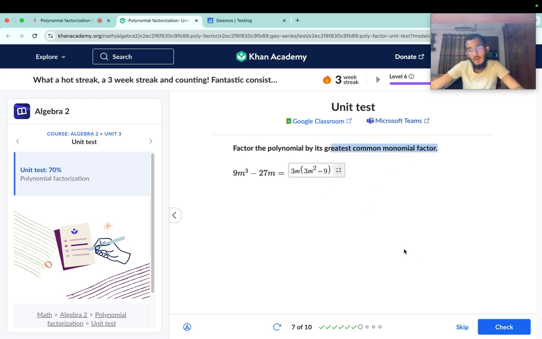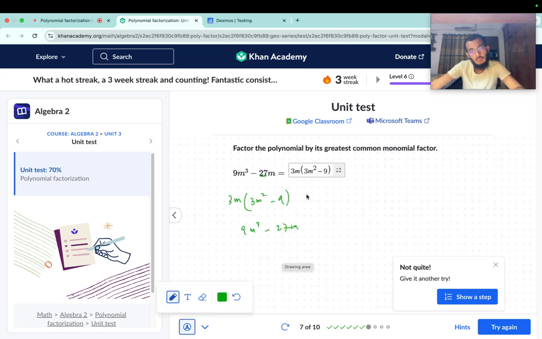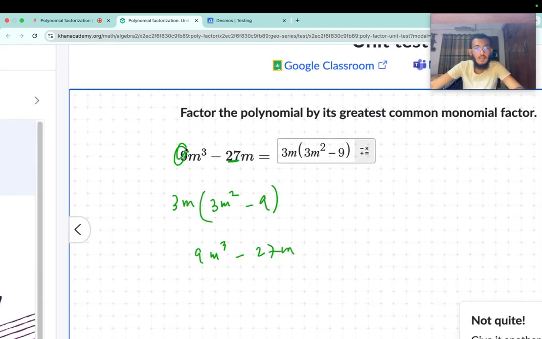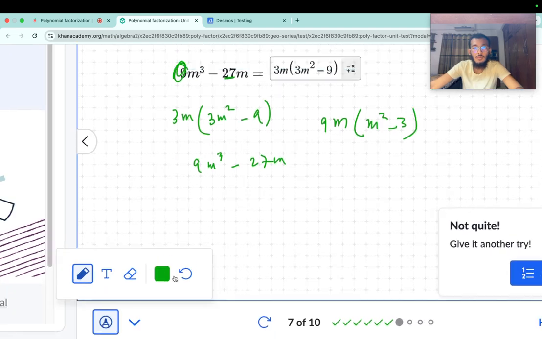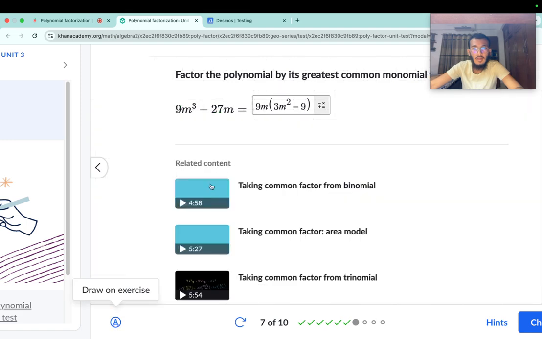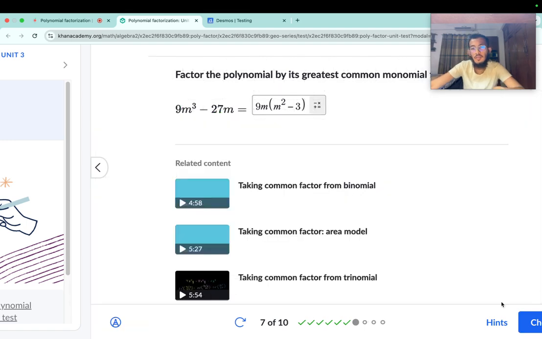Oh, we can take out 9, my bad. So I can write 9m, and this will be just m squared negative 3. Oh, that's a silly mistake, a blunder. Yeah, m squared negative 3. Now it should be fine.